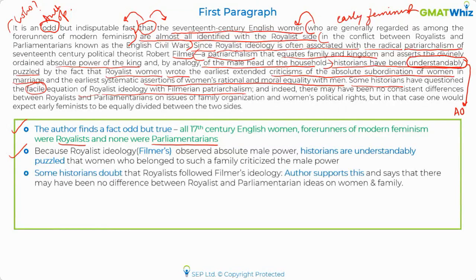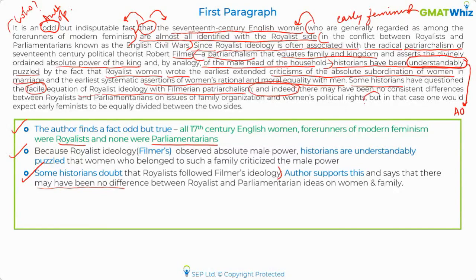So if you read till here, some historians doubt that royalists followed Filmer's ideology. And indeed, now the word "indeed" is very revealing. Indeed tells us that the author also perhaps believes something here. And indeed, there may have been no consistent differences between royalists and parliamentarians on the issues of family organization and women's political rights. Okay, so the author supports this and says that there may have been no difference between the two sides on certain ideas related to women and family.